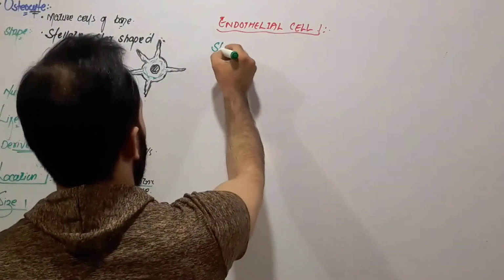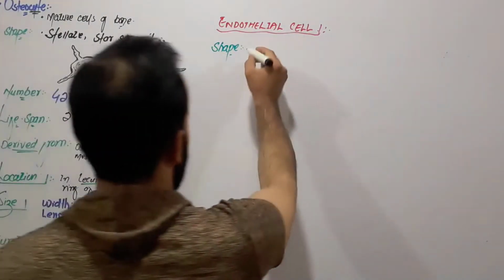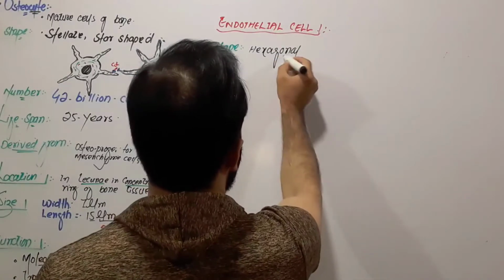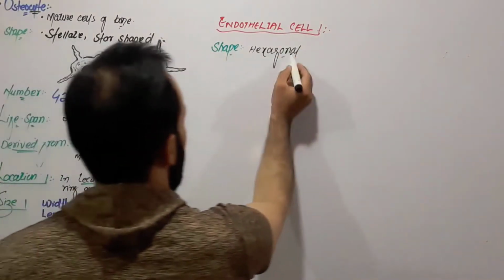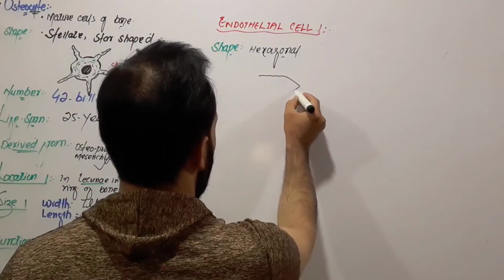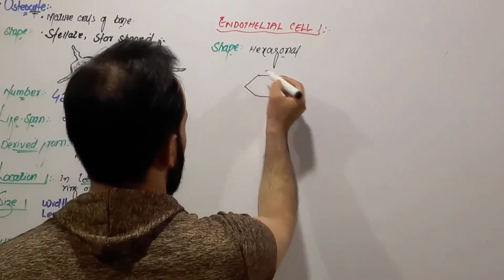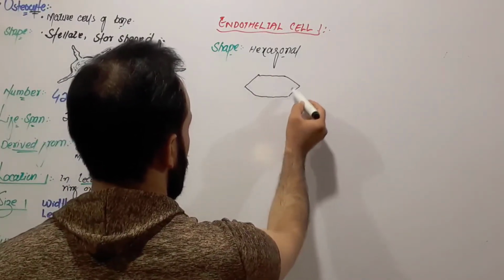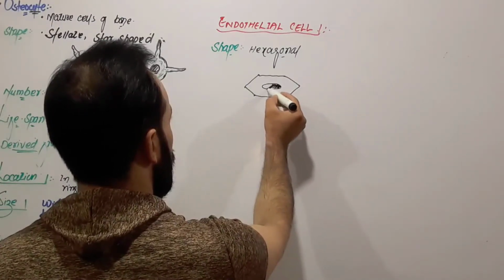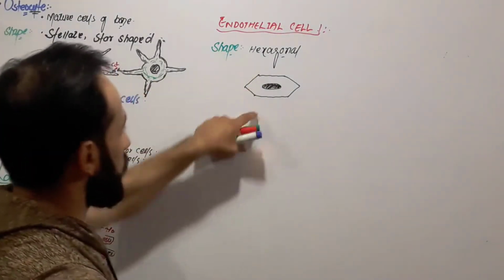What is their shape? Endothelial cells are somewhat hexagonal in shape. Hexa means six and gona means side. So these cells are somewhat like this. You can see here there are six sides, 1, 2, 3, 4, 5 and 6, and this is their nucleus. So endothelial cells are hexagonal in shape.